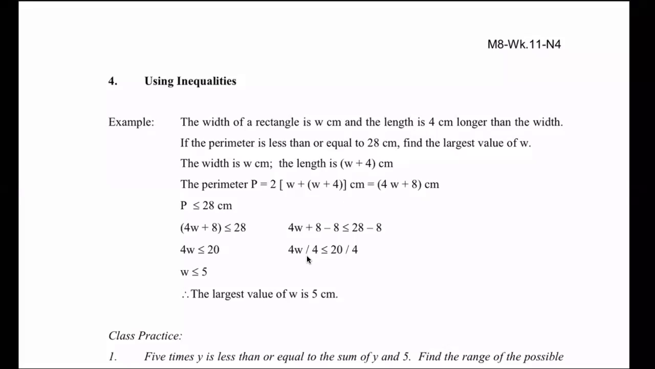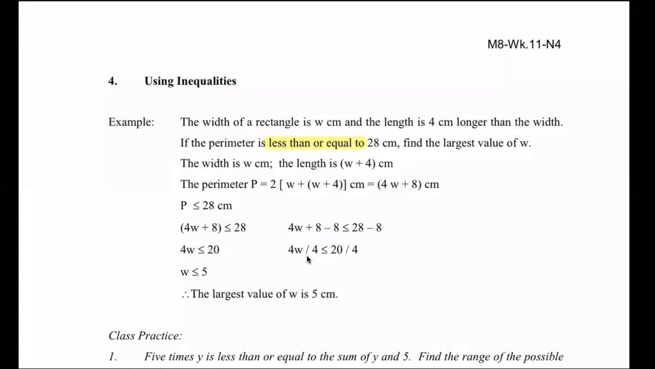Okay, now let's look at the word problems that involve inequalities. First of all, let's look at the example. The width of a rectangle is W centimeters and the length is 4 centimeters longer than the width. If the perimeter is less than or equal to 28 centimeters, find the largest value of W. Let me highlight less than or equal to.